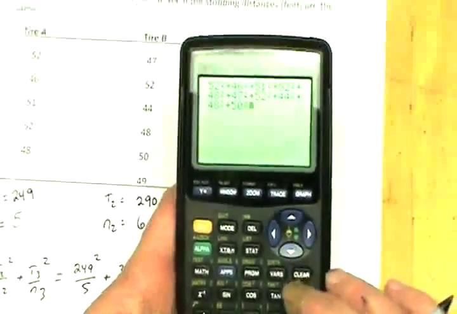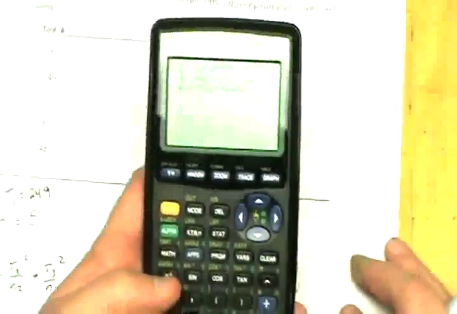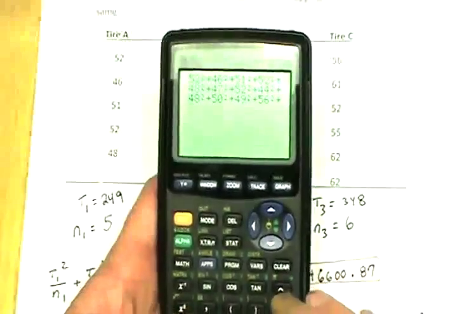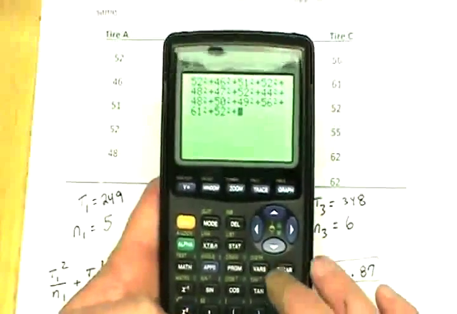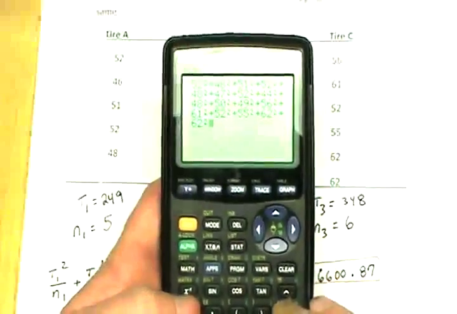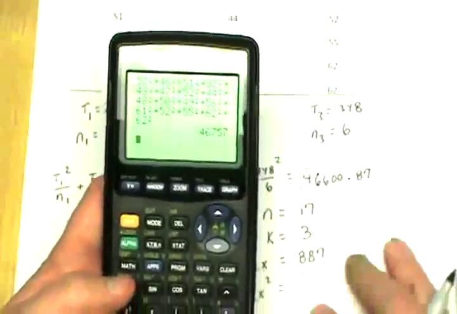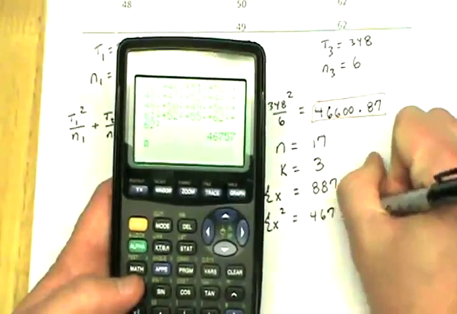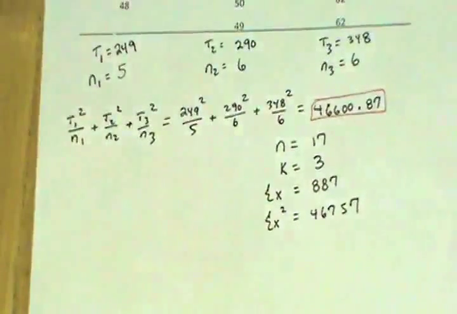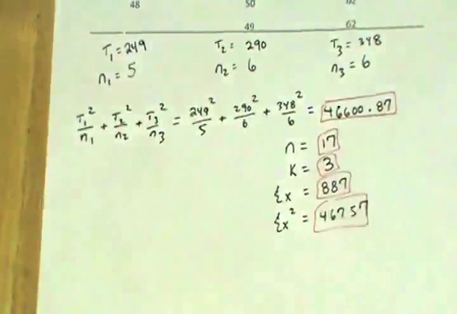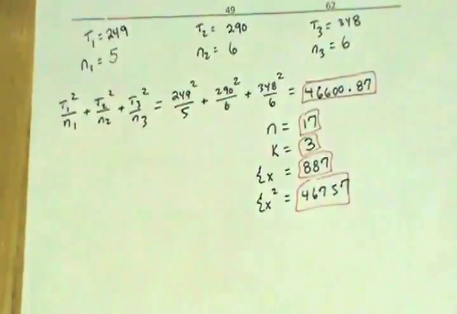48, 50, and 49 squared, plus the third data set over here, 56 squared plus 61 squared plus 52 squared plus 55 squared plus 62 squared plus 62 squared. And there's all the numbers we're getting back: 4, 6, 7, 5, 7. All right, so these are all the numbers that we're going to need in order to get our answer. We're going to follow the formula sheet.